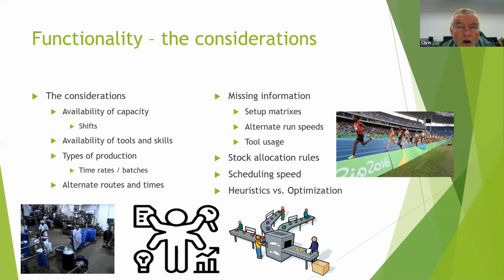Some industries have stock allocation rules. You can't make this product out of 2 raw material batches. You only can ever use 1 raw material batch. Scheduling speed is critical. If I want to be able to schedule in seconds, then I can't run whatever that scheduling engine is. It must do that very quickly, otherwise I don't get the benefit of it. And do I want to consider heuristics or optimization when I run this?